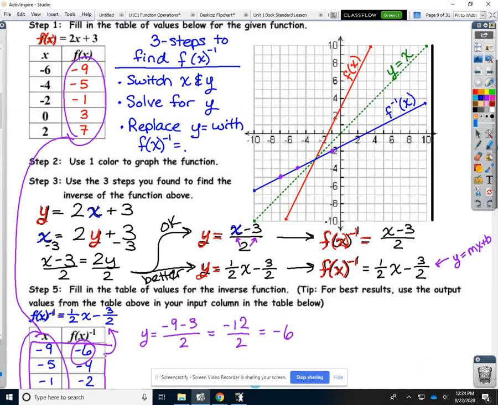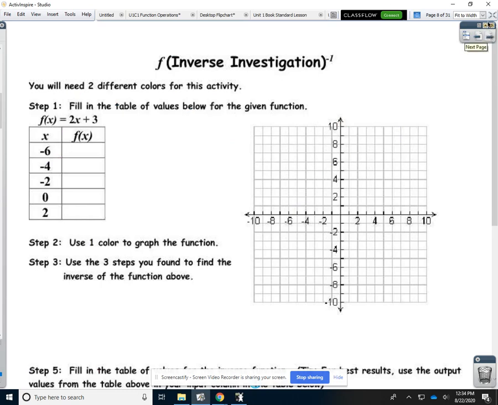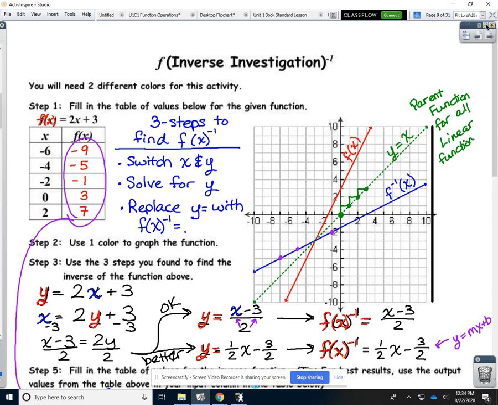So again, if we go back up and take a look at it, we see that this green dotted line has a y-intercept at 0 with a slope of 1, up 1, right 1, up 1, right 1, up 1, right 1. So that's also just FYI, that is the parent function for all linear functions.